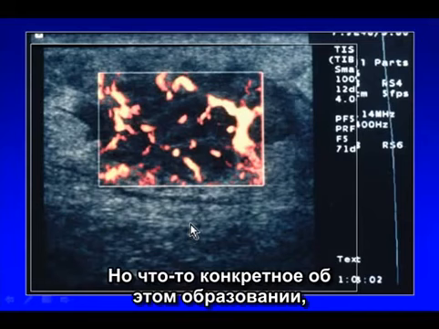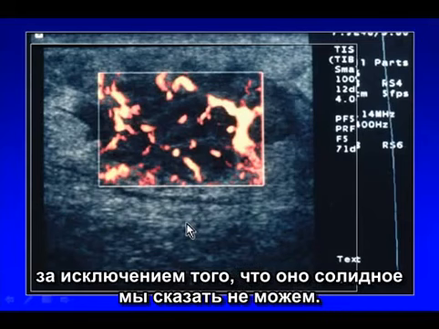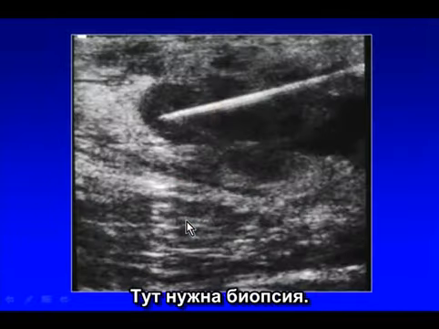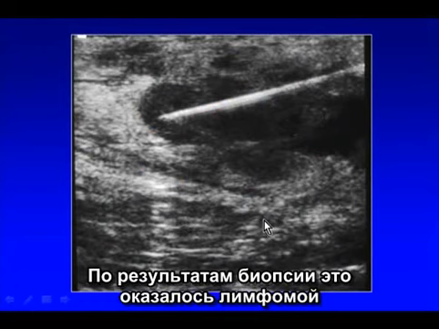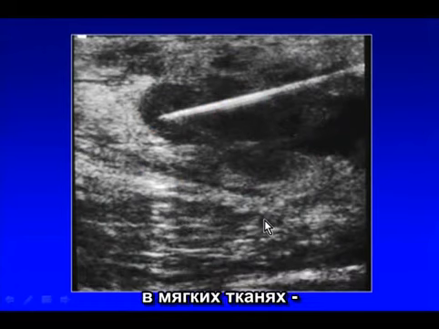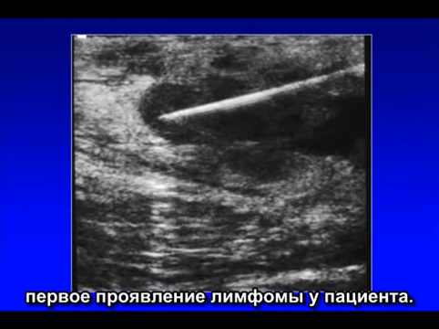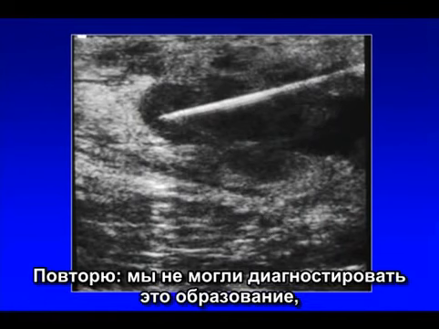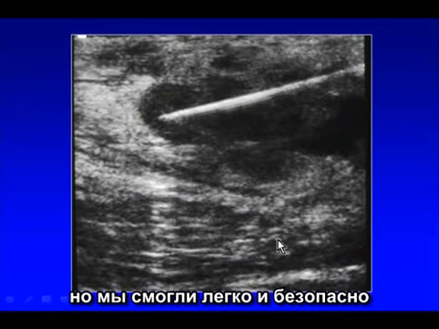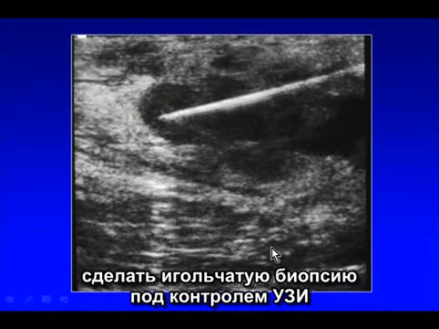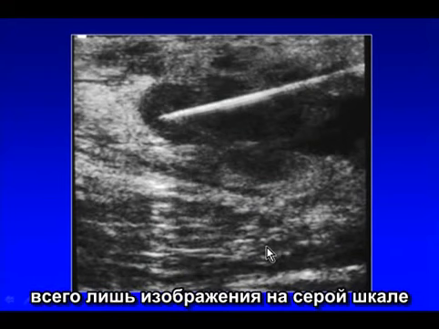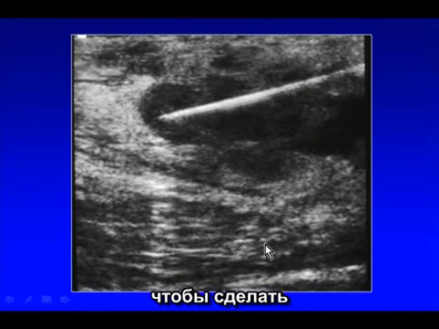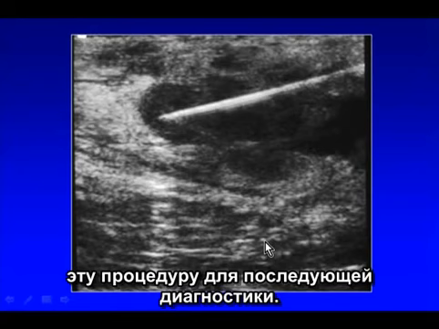But there's nothing about this mass we can say further except that it's solid and that it needs to be biopsied. Here's a needle within the mass, and this happened to be a presentation of lymphoma in the soft tissues. It's the patient's first presentation of lymphoma. Again, no way to make that diagnosis, but the fact that we can so easily and safely do a needle biopsy with ultrasound guidance improves upon our simply grayscale appearances to be able to perform interventions to make the diagnosis.